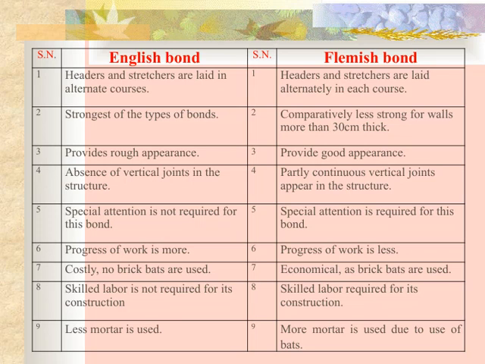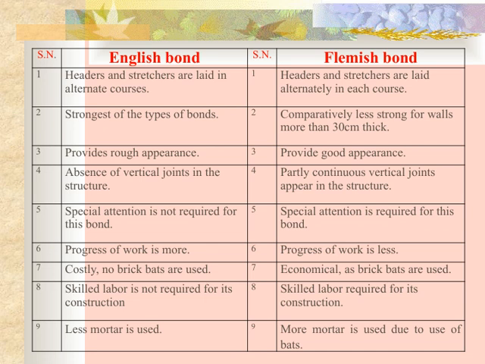Let's take a closer look at the comparison between English and Flemish bonds. Starting with English bond, the headers and stretchers are laid in alternate courses, which means each layer alternates between headers and stretchers. This bond is known to be the strongest among the types of bonds, providing excellent structural integrity. It also gives a rough appearance, which can add a rustic or traditional charm to the wall.